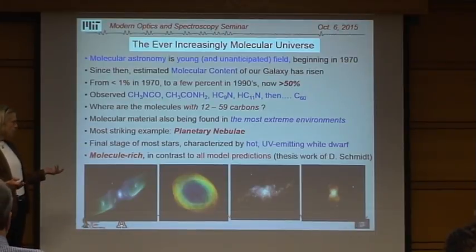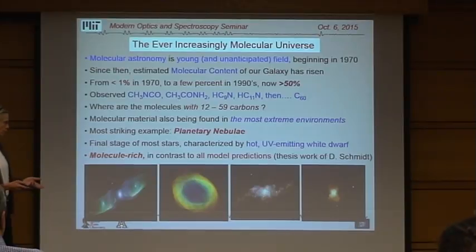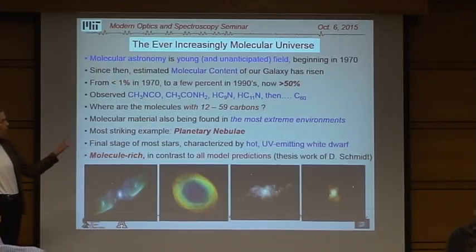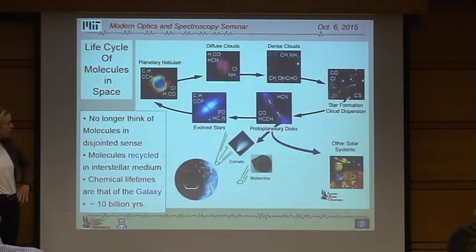And for the past 40 years, people said, oh, there's too much ultraviolet radiation for molecules to be present there. But now we've been studying them, and they're quite molecule rich. That's the work of one of my students, Debbie Schmidt, in the astronomy department. That's a very new and interesting avenue. So the more we look, the more molecular material we find in the more extreme environments. And I think that's a trend that's going to continue.